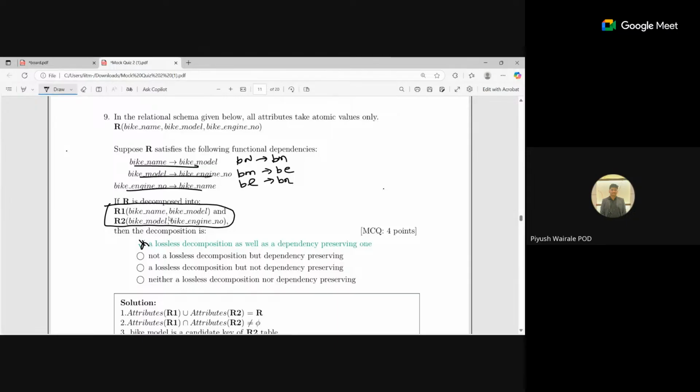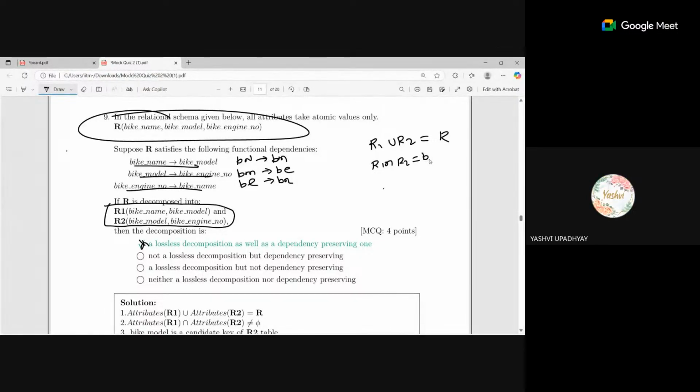Yes, we can say. Which one is the common attribute here? If I go with R1 union R2, are we getting all the attributes here? Yes. R1 intersection R2, which is the common attribute, is bike model. If I take the closure of bike model, which relation am I getting? R2, that is bike model and engine number. So we can say it's a lossless decomposition. So options B and D are eliminated.